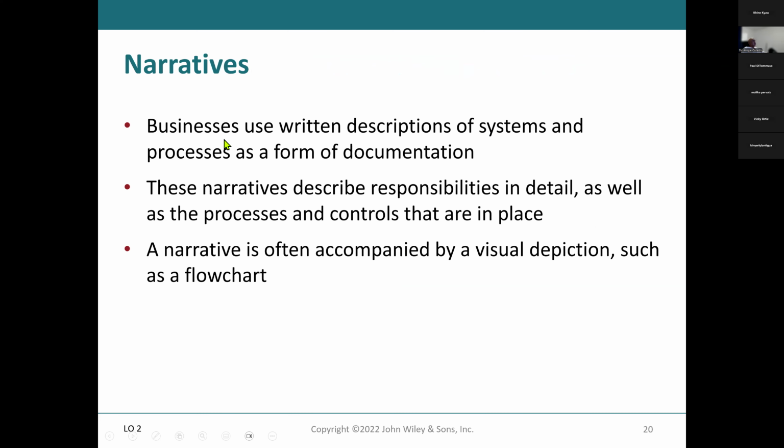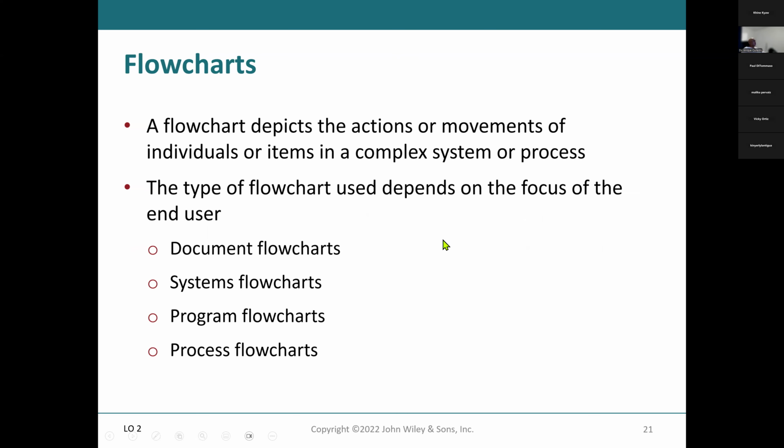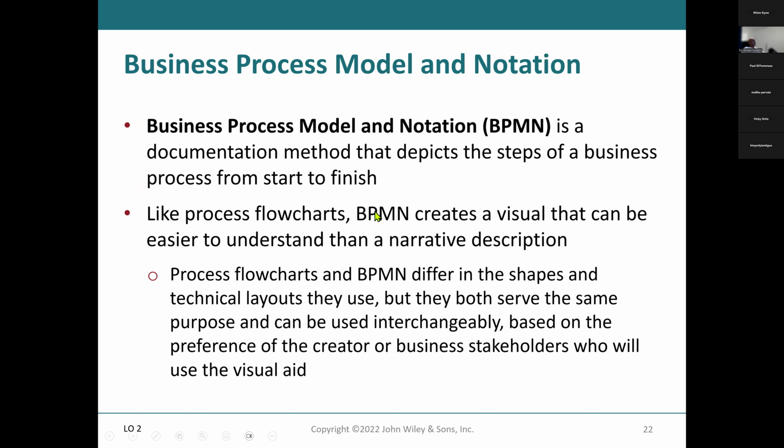So narrative is basically a written description of the systems and processes, and a narrative may be accompanied by visual depictions such as a flow chart. I think we've gone through this. I'm going to move on. Flow charts. We already did one in the last class, and basically, I think I'm going to move on.